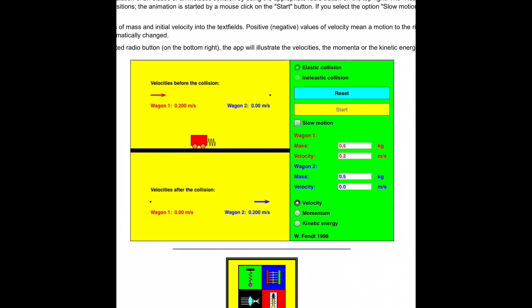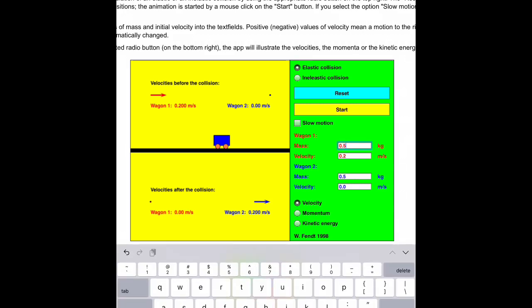You can see that the center of mass, if we replay it, is always located exactly halfway between the two objects because the two objects are of equal mass in this example. Wagon number 1 has a mass of 0.5 kilogram and wagon 2 has a mass of 0.5 kilogram. So notice that dot between them, they collide, and the dot continues moving at the same speed as if nothing ever happened.